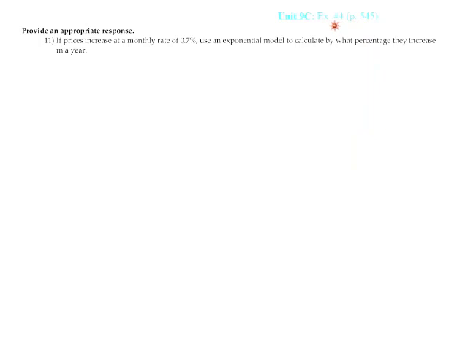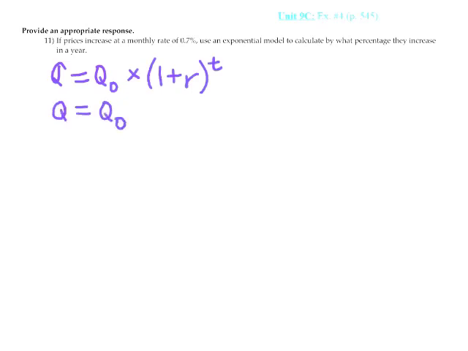For the following problem, we are going to want to use an exponential model. We're going to want to use the following formula: Q is equal to Q naught times 1 plus R to the power of t. So for us, R, the monthly rate, is 0.7%, but we want to convert that to a decimal.